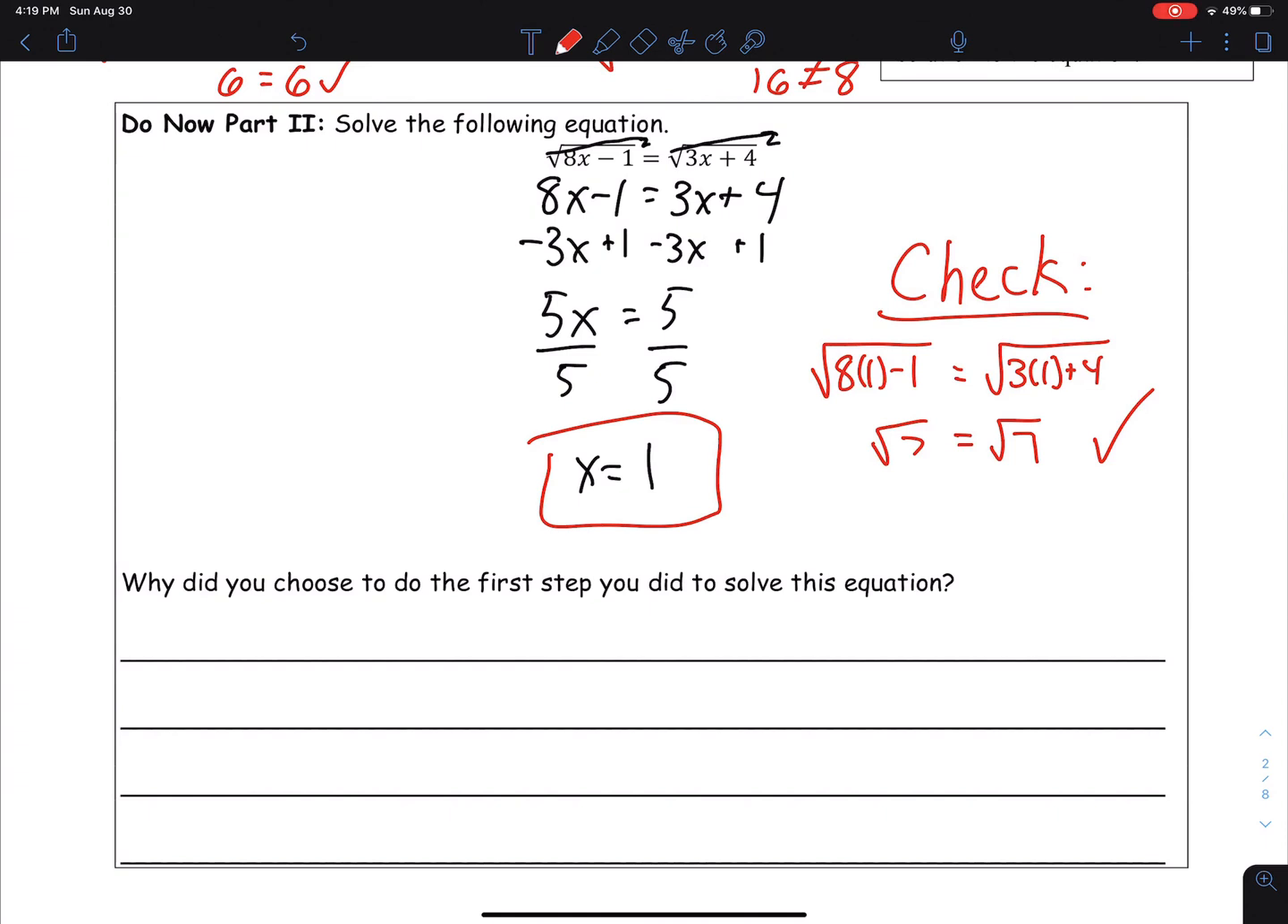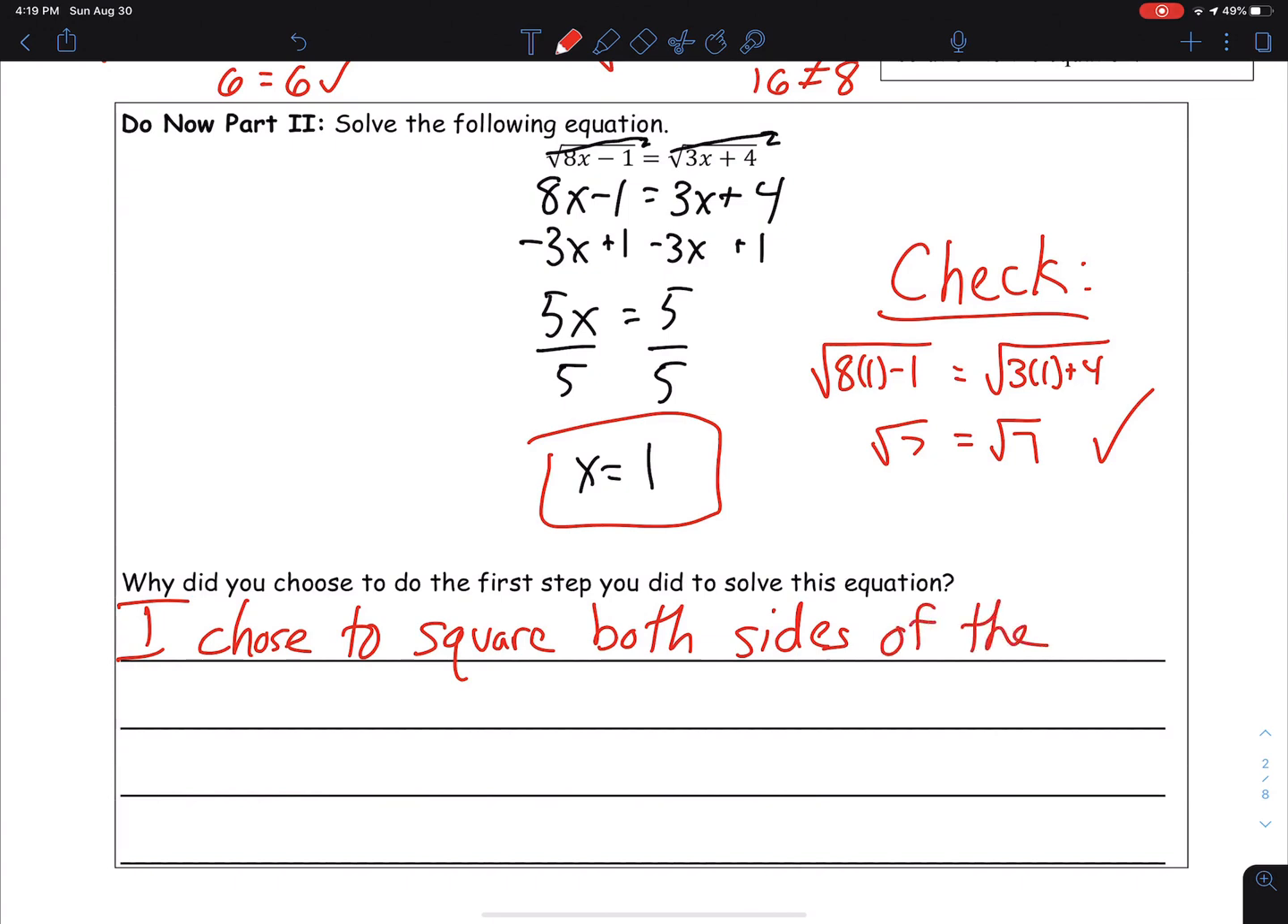Now, why do you think we chose to do that first step? We squared both sides. Well, I chose to square both sides of the equation. And what did that allow us to accomplish? Well, we got rid of the square roots, but why did we choose to do that? Well, it's because the entire left side and the entire right side were both under that square root. So if we squared both sides, we would cancel that.